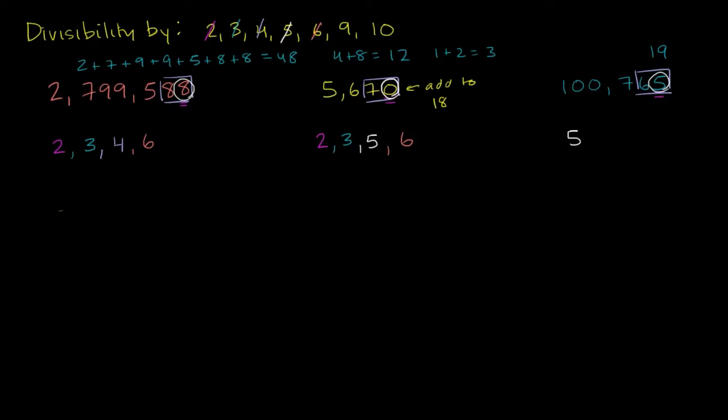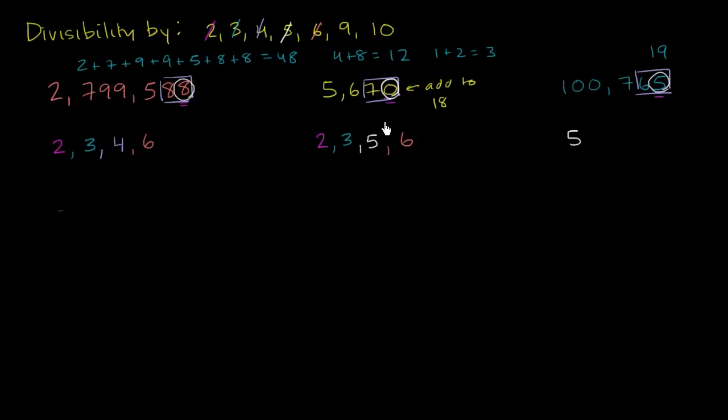Now let's do the test for 9. The test for 9 is very similar to the test for 3. Sum up all the digits. If that sum is divisible by 9, then you're there. Well, we already summed up the digits here, 48. 48 actually is not divisible by 9. If you're not sure, you can add up the digits there. You get 12. 12 is definitely not divisible by 9. So this thing right over here is not divisible by 9.